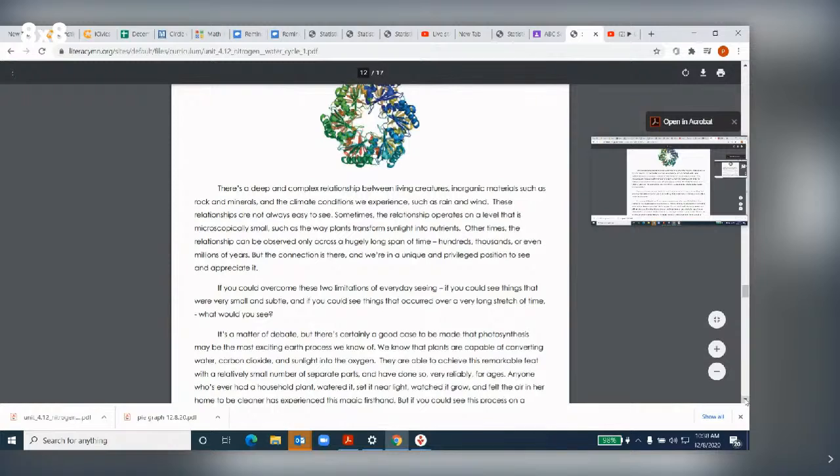So what this is saying, you guys, we can't really see when a plant takes in water, carbon dioxide, and sunlight and gives off oxygen, but we know that happens. We know that plants are basically giving off oxygen, and it's just a process, and it's kind of hard to see, but we know it works, okay?